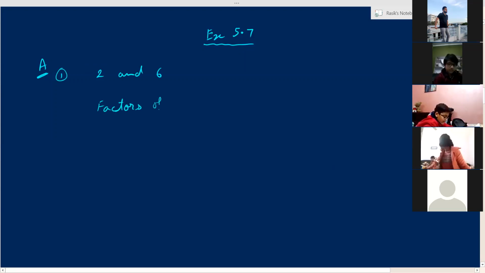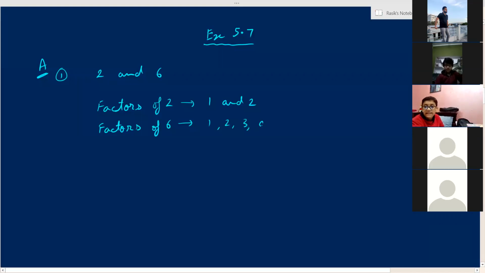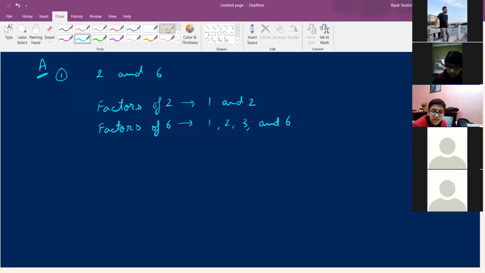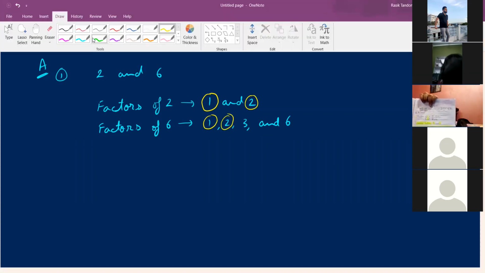How to write it in the copies? Write like this. Factors of 2: 1 and 2. Beta, you have to write in the same way I am writing, in your copies. Okay. Factors of 6: 1, 2, 3 and 6. With your pencil you will circle the common factors. 1 is common, 2 is also common. So now you write down the common factors.